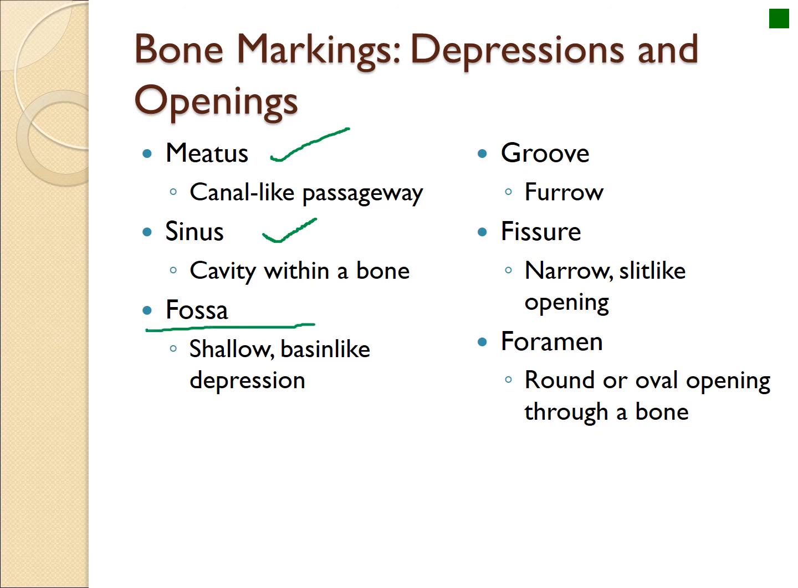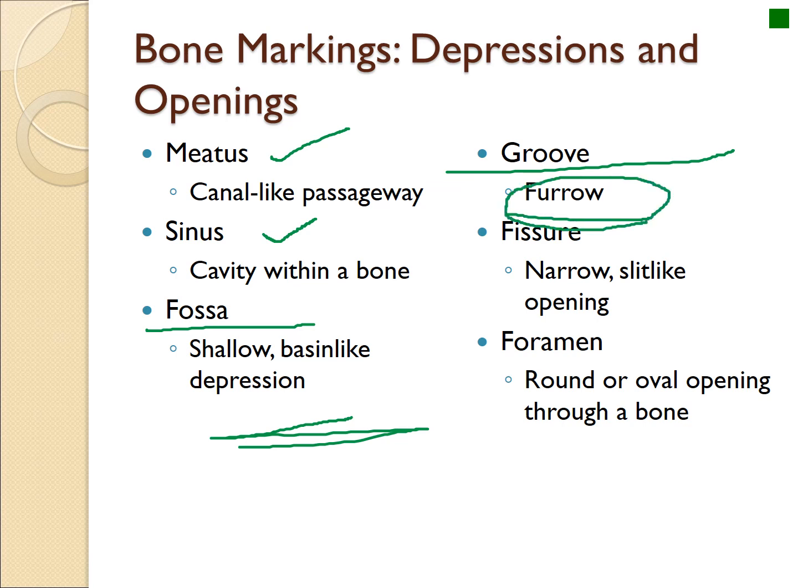We're going to see something called a fossa. This is going to be a shallow basin-like depression. Okay, that's going to usually be where a large muscle comes in contact with bone. We're going to see grooves, which is a furrow, and this is usually going to be where a slender muscle or some type of very thick tendon comes in contact, and sometimes maybe a large nerve tract presses on bone and just presses a divot into the bone.